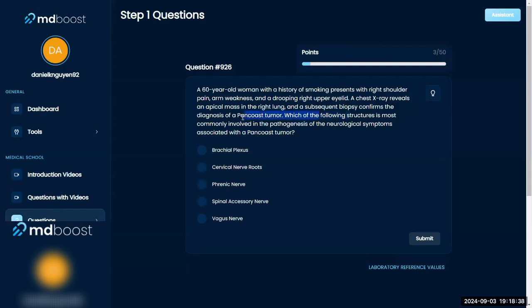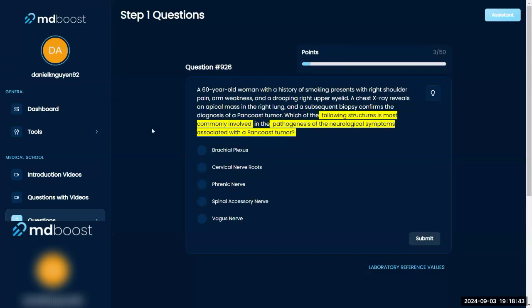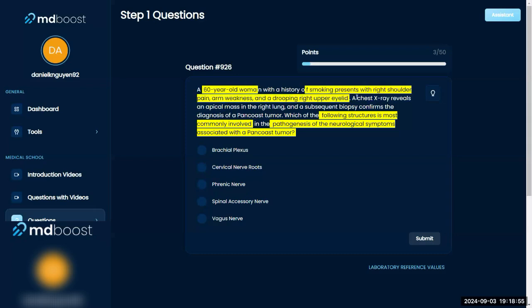Which of the following structures is most commonly involved in the pathogenesis of the neurological symptoms associated with a Pancoast tumor? Gonna say off the bat, I don't even know what a Pancoast tumor is. A 60-year-old woman with a history of smoking presents with right shoulder pain, arm weakness, and drooping right upper eyelid. Chest X-ray reveals an apical mass in the right lung, and a subsequent biopsy confirms the diagnosis of a Pancoast tumor. Which of the following structures is commonly involved in the pathogenesis? All right. I don't know what a Pancoast tumor is, but it's dealing with a smoker.